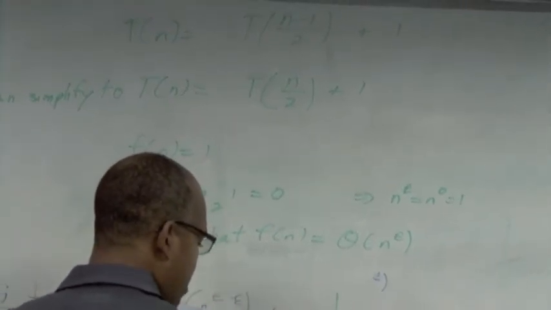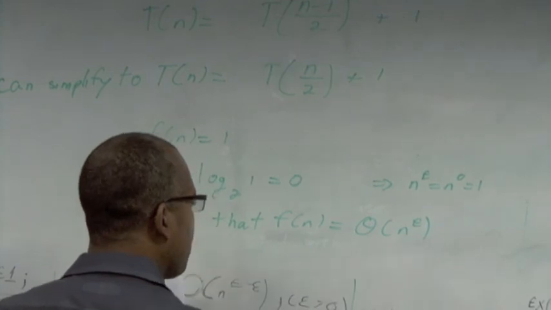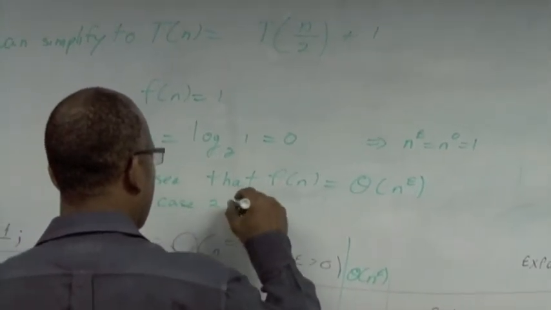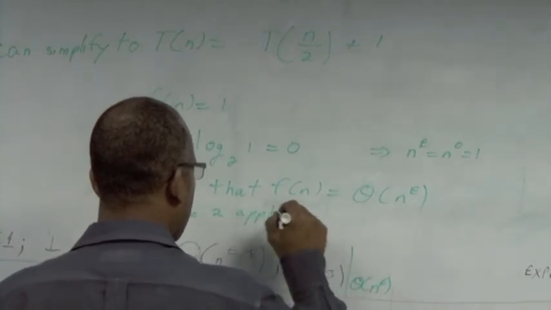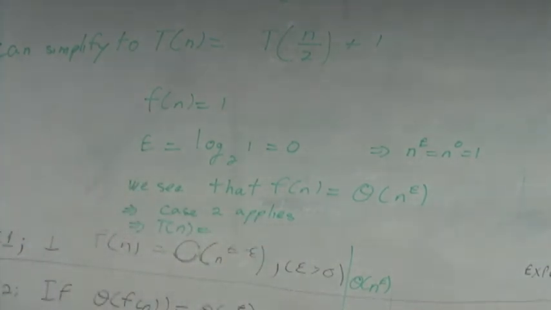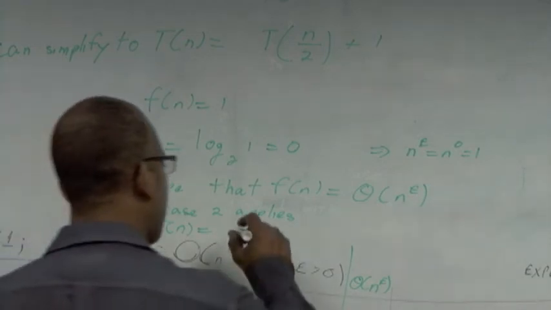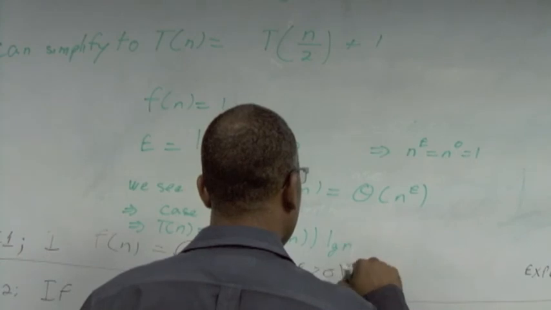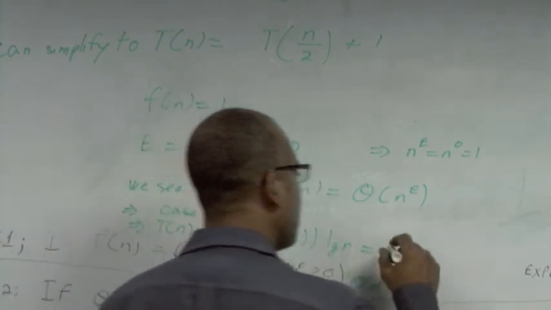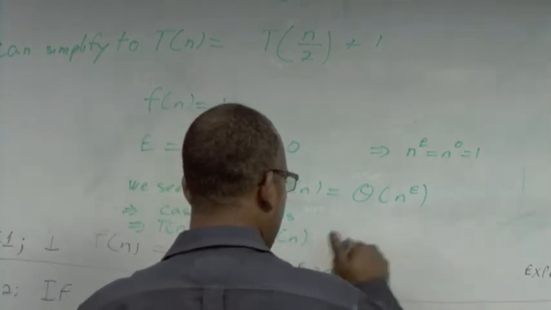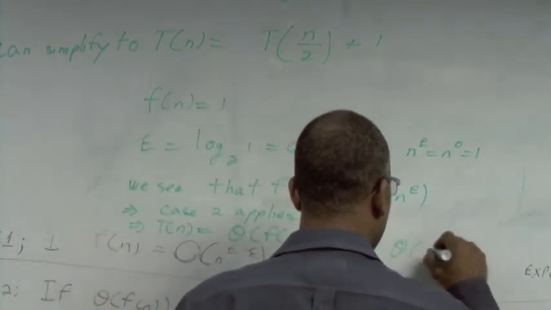So therefore, what case applies? So therefore, T of n is equal to theta of n to the e times log n. f of n is 1, so that's theta... I should have closed the bracket outside there. Right. Theta of log n.